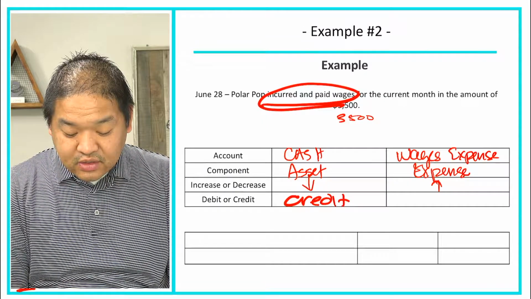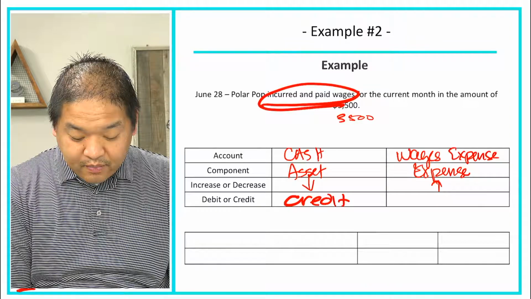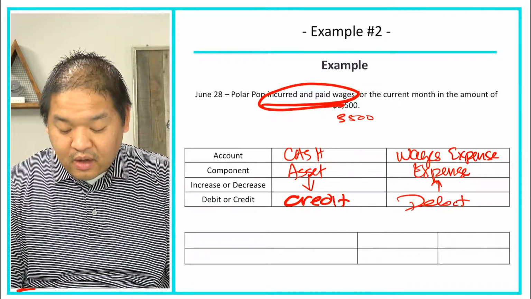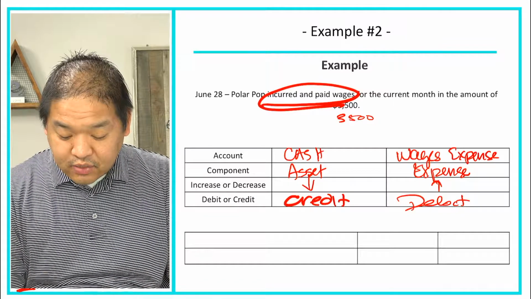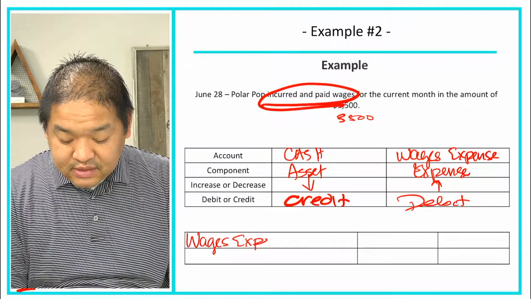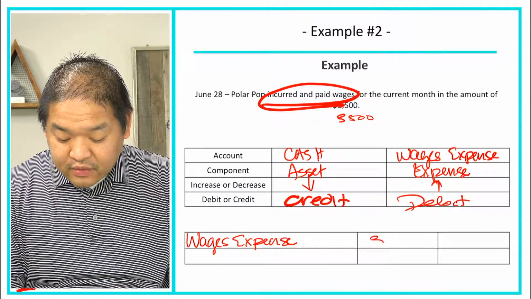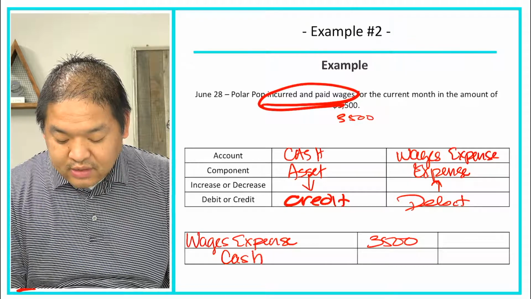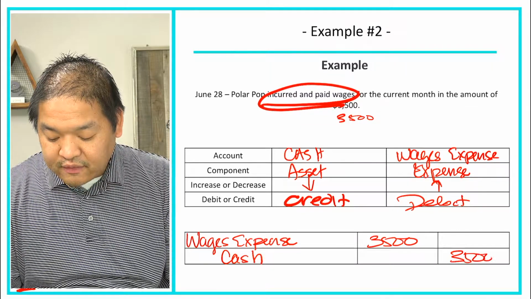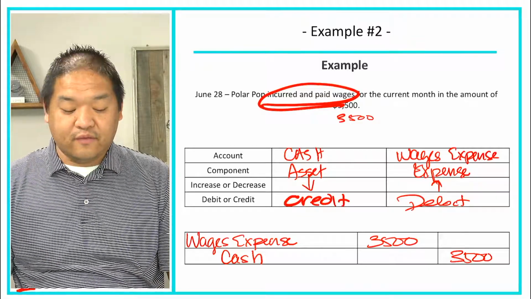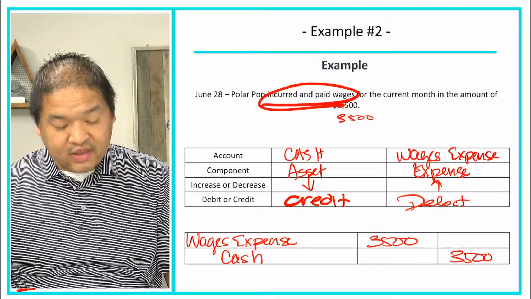Wages expense is on the left side as well, but it's increasing, therefore we're going to debit. All right, so debits go before credits, so we'll go wages expense for $3,500 and credit cash because it's coming out of our pocket for $3,500. So that is our entry for that one there.